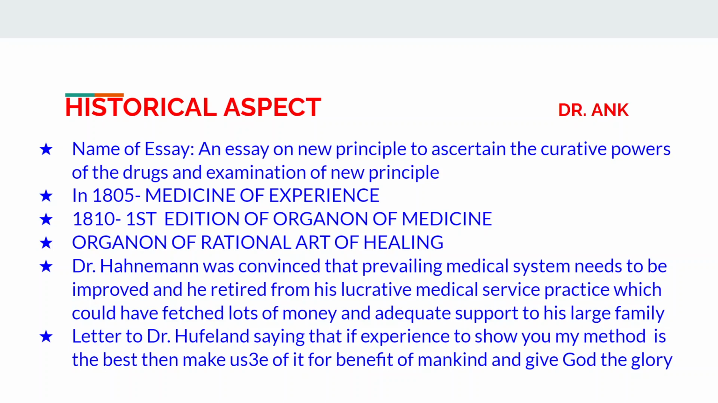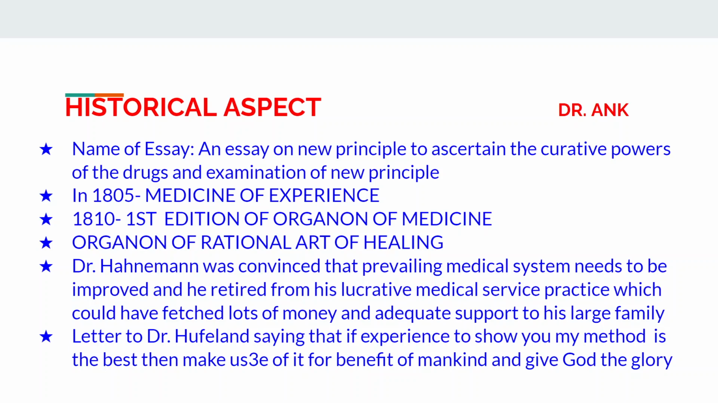In 1805, he wrote the book Medicine of Experience. So, in 1810, he published the first edition of Organon of Medicine. And what was the name? Organon of Rational Art of Healing. So the book Medicine of Experience, published in 1805, is called the precursor of Organon of Medicine.